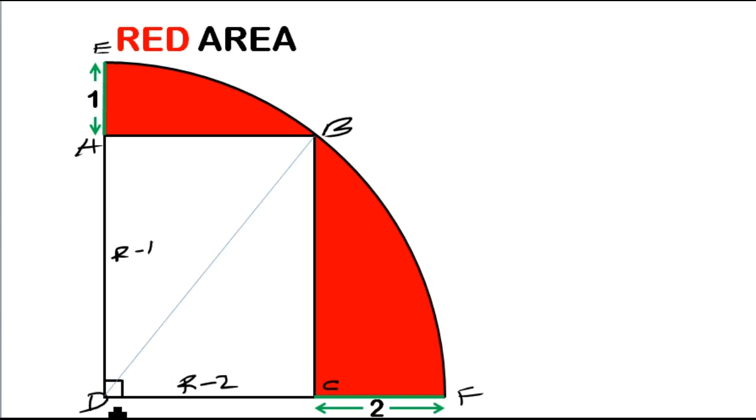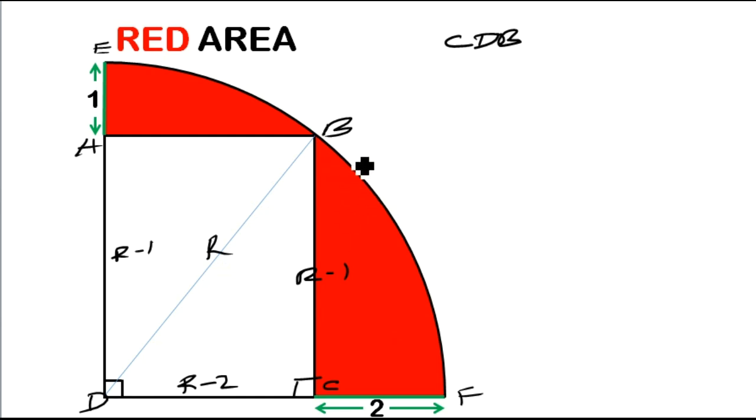But you can see from C to F is 2, then automatically from D to C will be R minus 2. So if I join the diagonal from D to B, then the diagonal from D to B is from the center to the circumference, meaning that diagonal is the radius R. So if from D to A is R minus 1, then automatically from C to B will also be R minus 1. Now if you look at triangle CBD, that is a right angle triangle because this is a rectangle, meaning this angle here is 90 degrees. So triangle CDB is a right angled triangle.